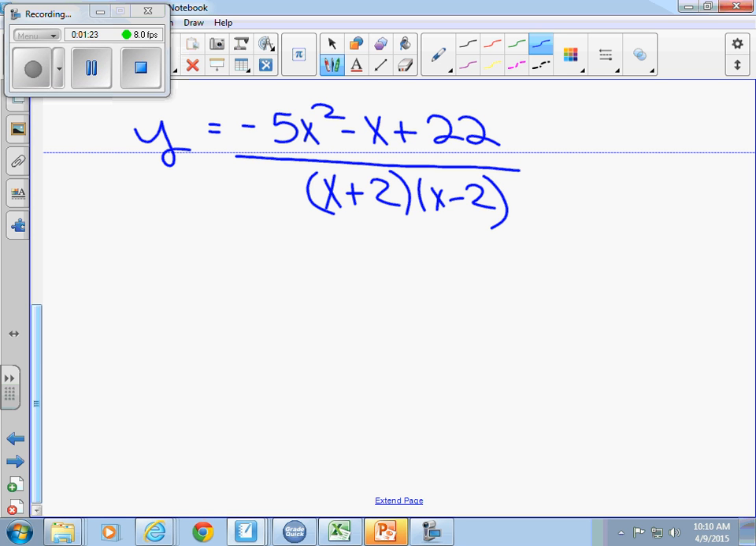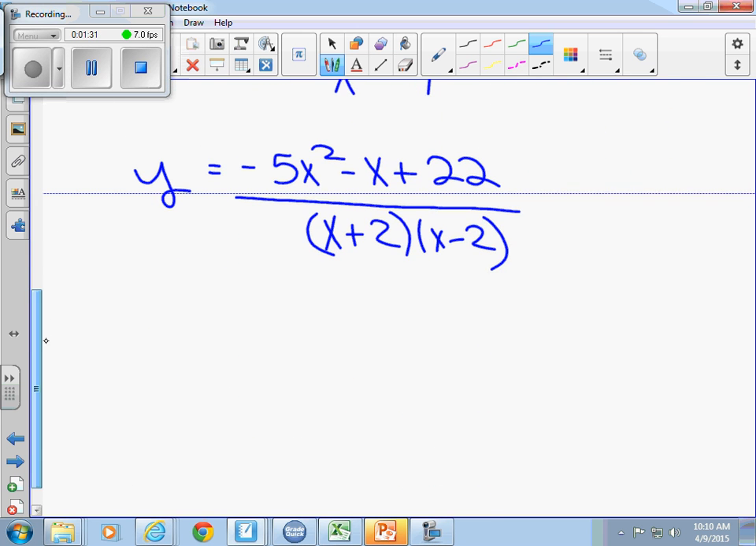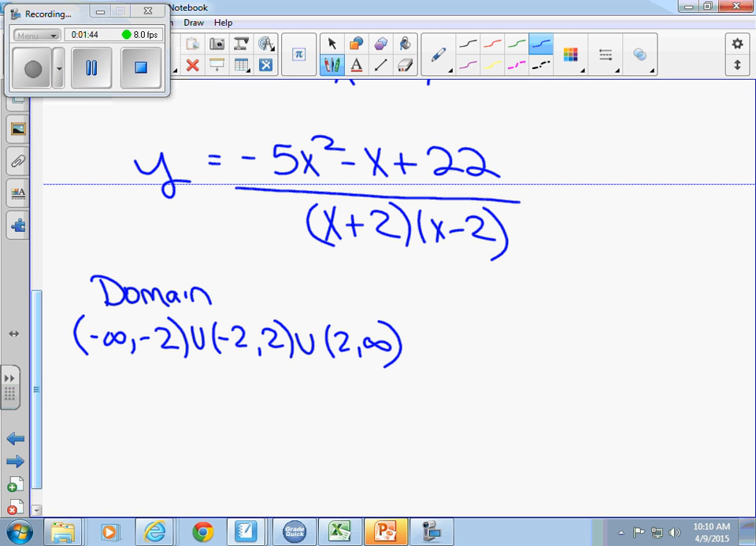Okay, so from there, I'm going to answer domain, vertical, and horizontal asymptotes, and I'm going to go ahead and answer holes as well. So what is the domain? Very good. Any questions about why? Then, hold that thought. Second question is vertical asymptotes and holes, right?